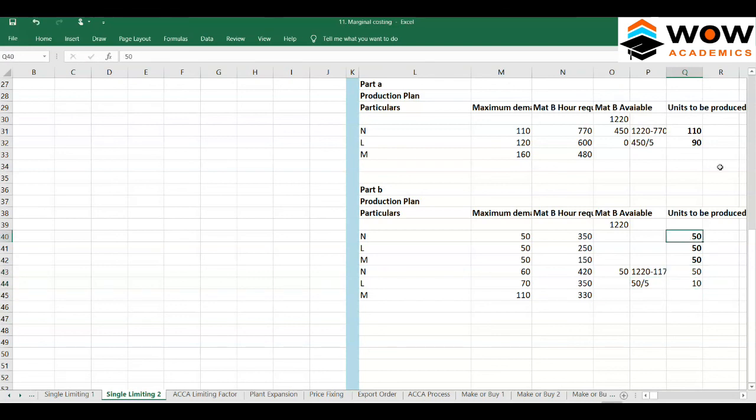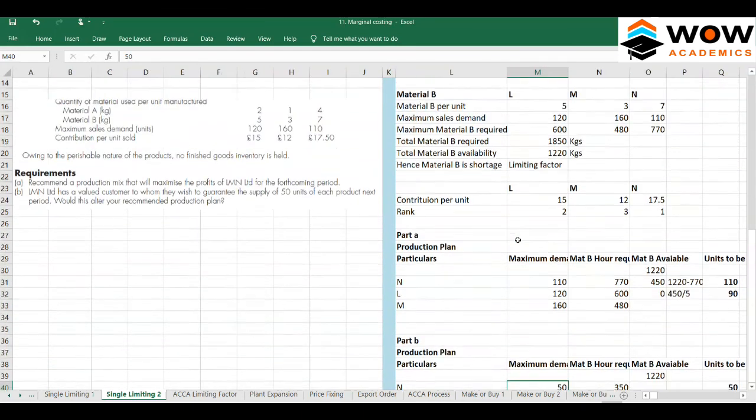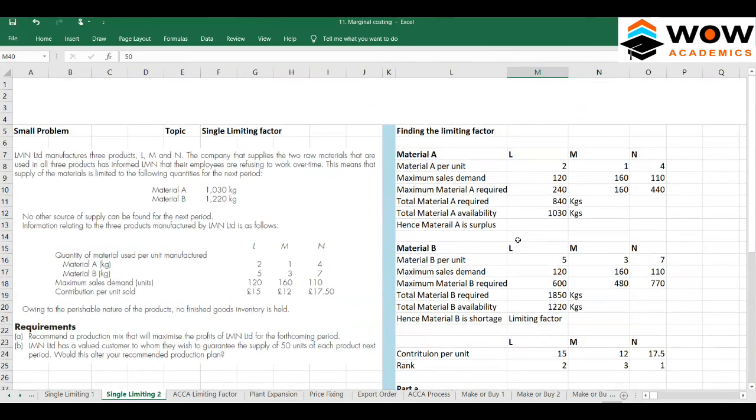Okay, so look at the difference. The difference earlier it was 110 and 90 units, but now they could produce all these. Okay, all these they could produce, but there is a difference between the production plan. Okay, so when something is compulsorily you have to give, then first you have to allocate to that, thereafter only you have to allocate for the other products. Okay, so that's about this sum. So we'll move on to the next one.